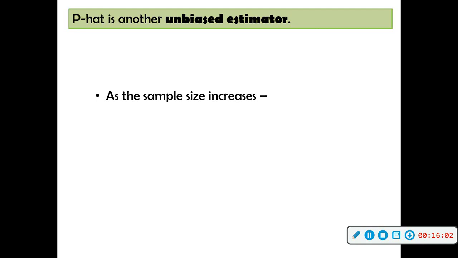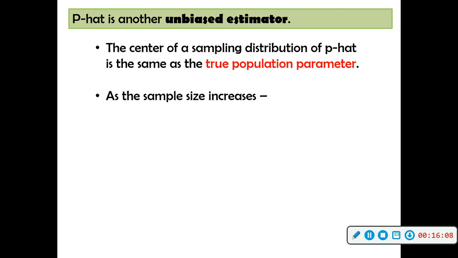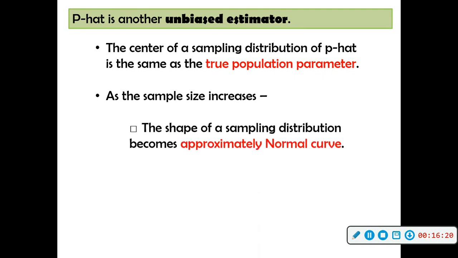So p-hat, or sample proportions, is another unbiased estimator. The center of a sampling distribution of p-hat is going to be the same as the true population parameter, and that's true no matter what sample size we take. But as sample size increases, the shape of our sampling distribution becomes approximately normal, and our variability goes down. Really, really important concepts here. I'm going to repeat that.